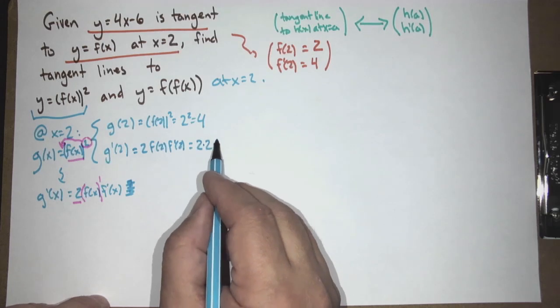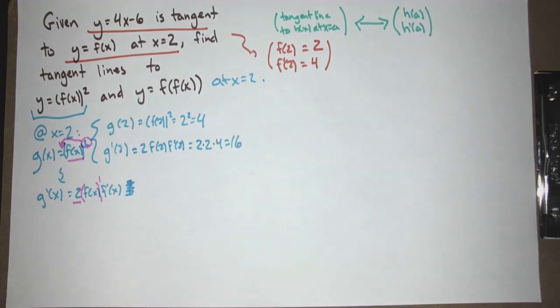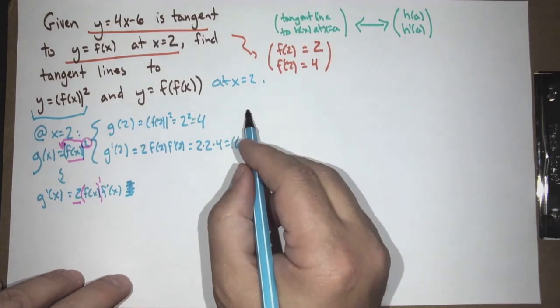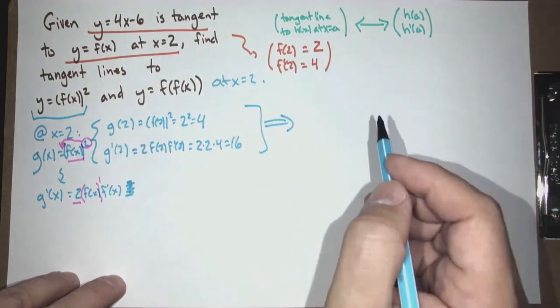Yeah, 2 times 4, 16. All right, so we know g of 2, we know g prime of 2. Is that enough for a tangent line? Yes. Okay, so tangent line. Here we go.